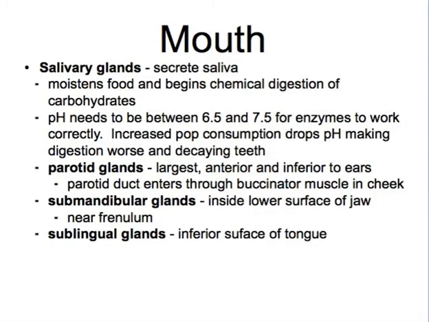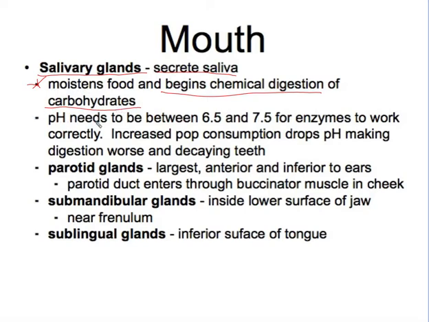Okay. Also within your mouth, we started talking about saliva, so let's kind of go back to that. You have these things called salivary glands. Their whole purpose is to, again, secrete saliva. The function of your saliva: it moistens food and begins the chemical digestion of carbs. So this has in it amylase, which begins to break down your carbs.